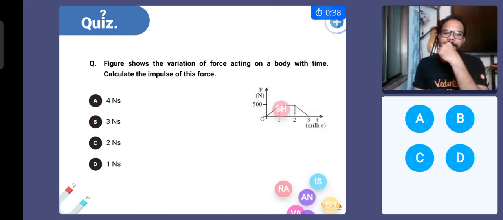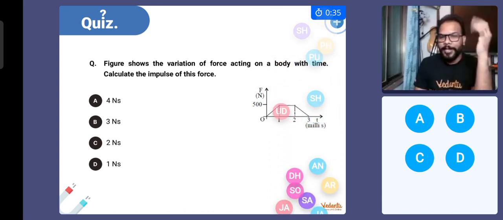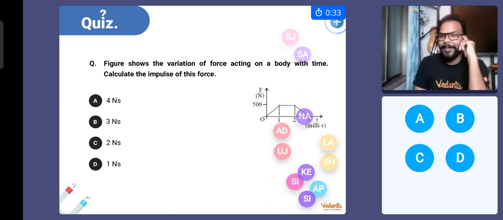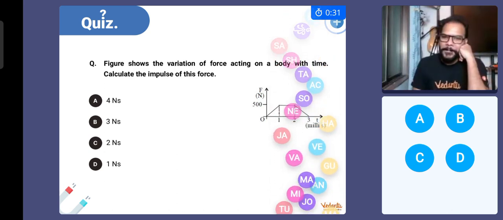Easiest question of the day. One of the easiest, in fact. Just find the area. Somebody was talking about the area of a trapezium. Here is your big chance to apply the formula. Apply the formula. Be happy.